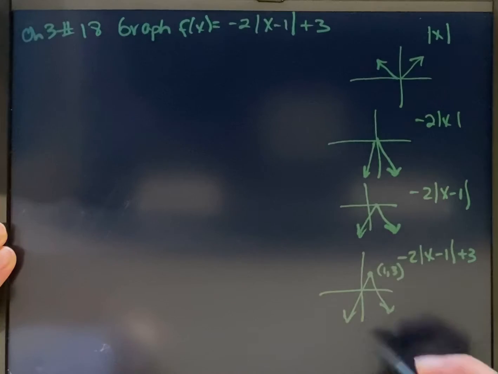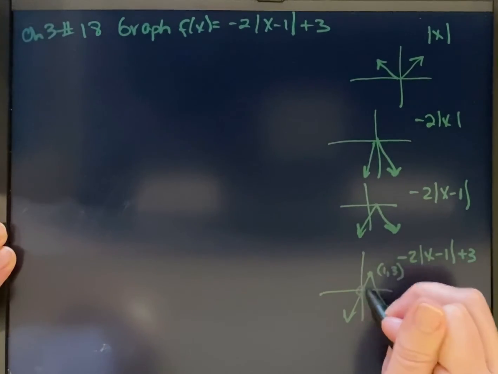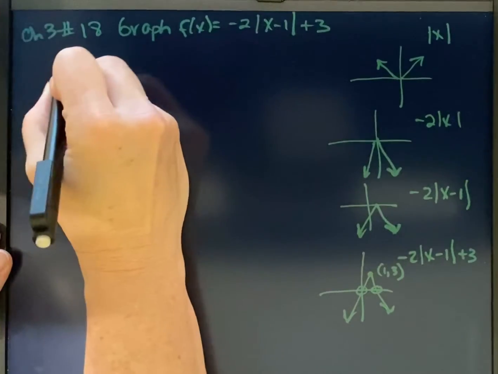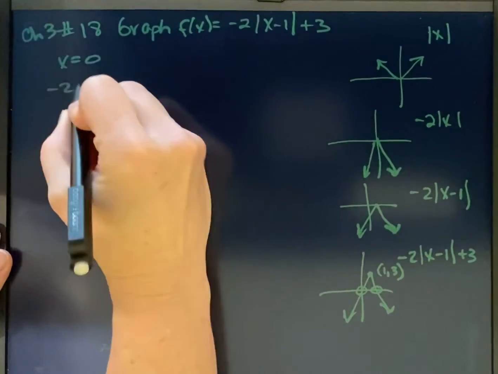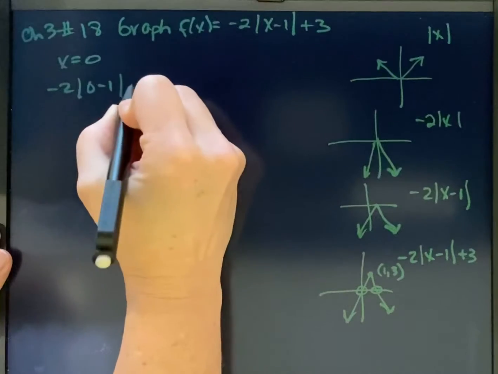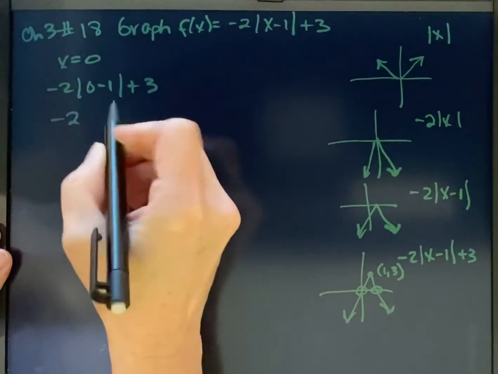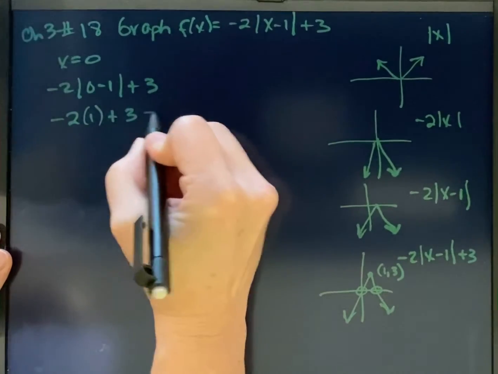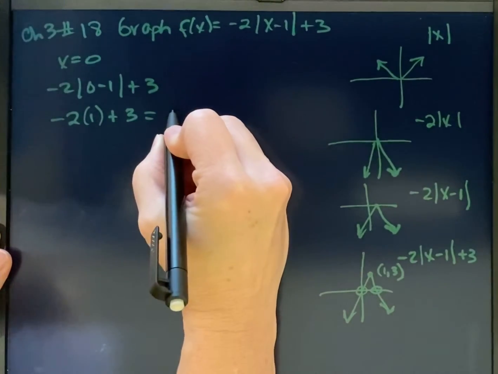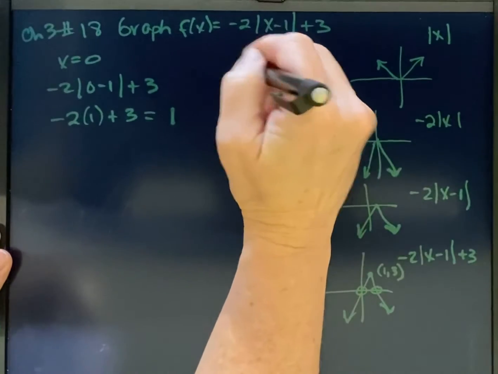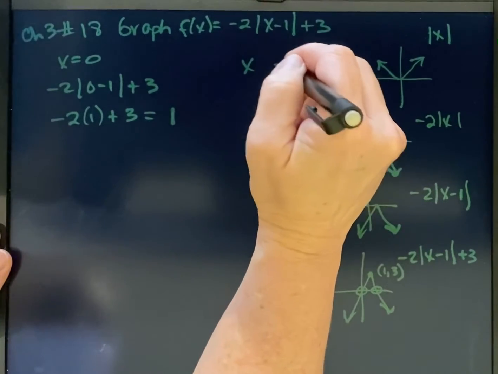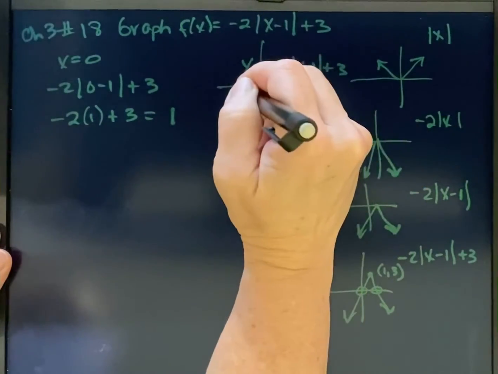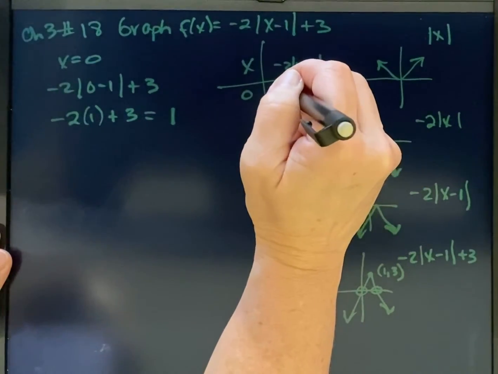To make this a little bit more exact, I would also find where the intercepts are. So let's substitute x equals 0. That's going to give us -2 times the absolute value of -1. So it's just going to be 1 plus 3. It's going to give us a +1. And we can go ahead and make a chart if we want to. So we've got a 0 and a 1.